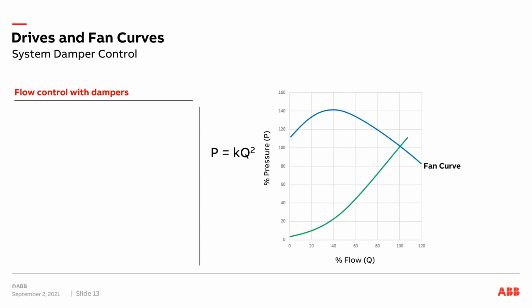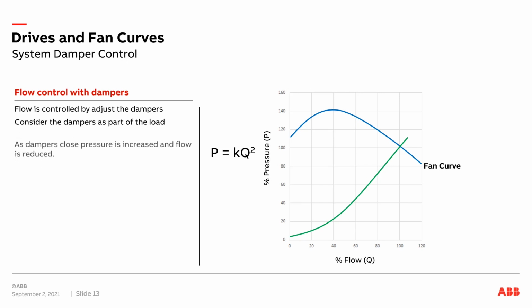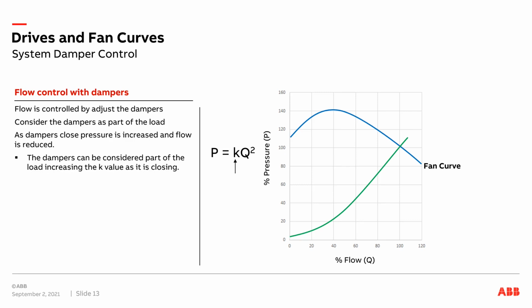So let's look at the fan and flow control with dampers. Flow is controlled by adjusting the dampers. Consider the dampers as part of the load. As the damper closes, the pressure increases on the fan and the flow is reduced. The dampers can be considered part of the load, increasing the K value as it's closing. As the dampers close, the system curve is shifting to the left, as shown.